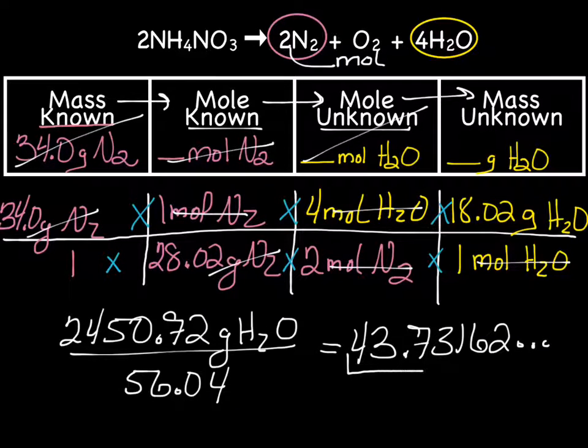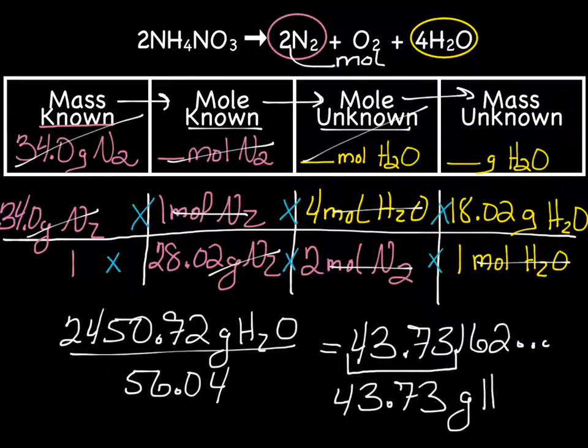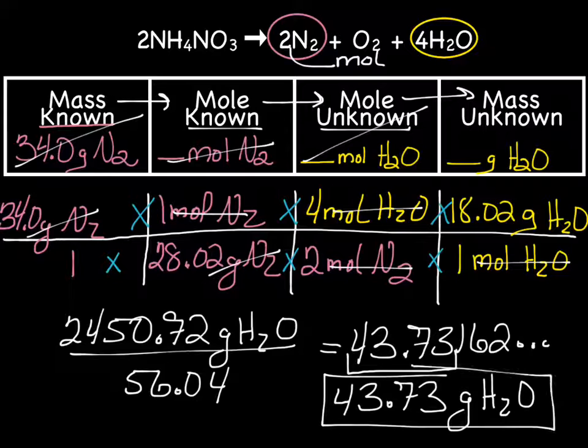Go ahead and round to 2 numbers after the decimal. Our final answer will be 43.73 grams H2O. There you go. Final answer.